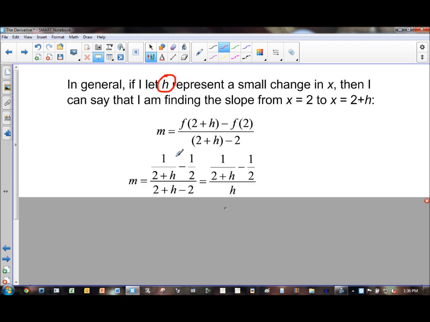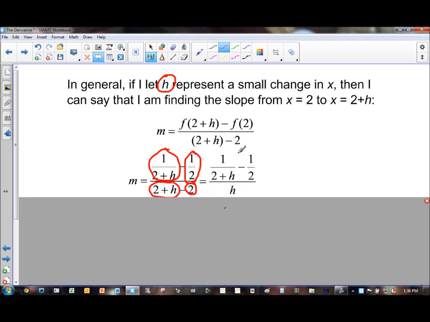And you calculated it out. This is f of 2 plus h. This is f of 2. Remember, my function is 1 over x. This is my 2 plus h, and this is 2. So y2 minus y1 over x2 minus x1.